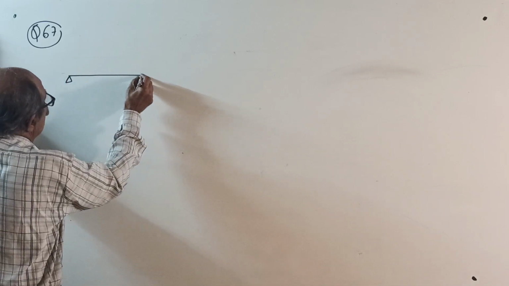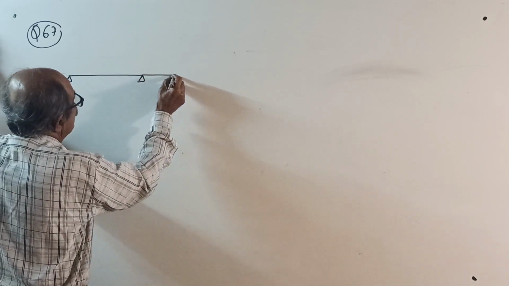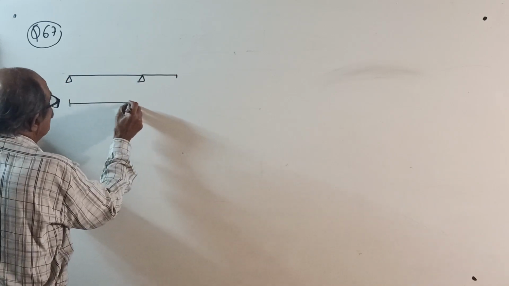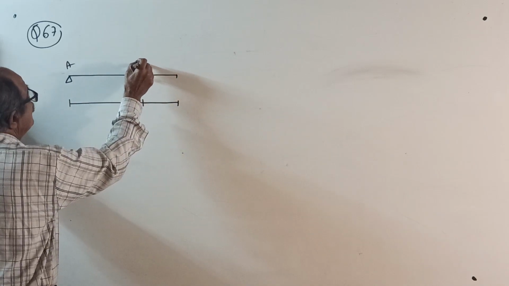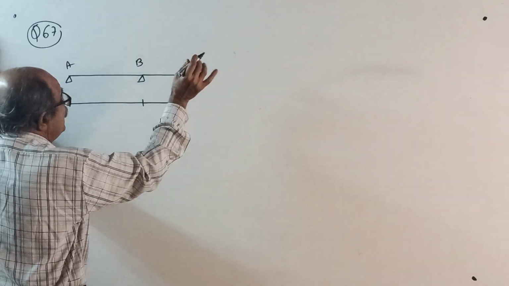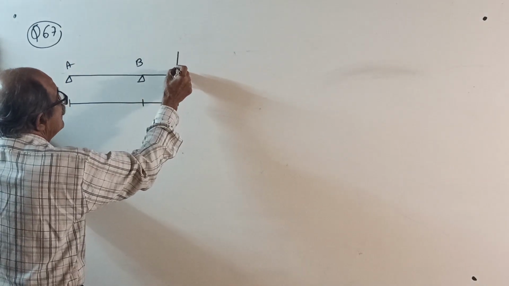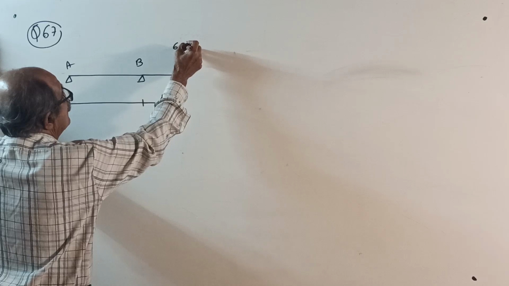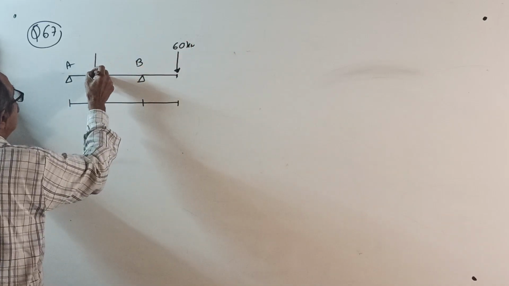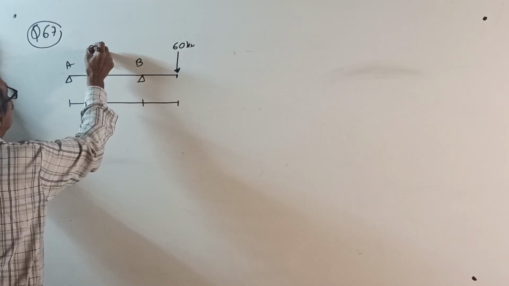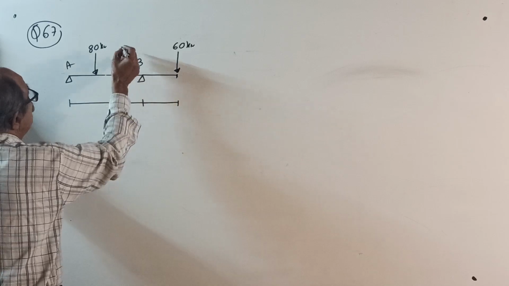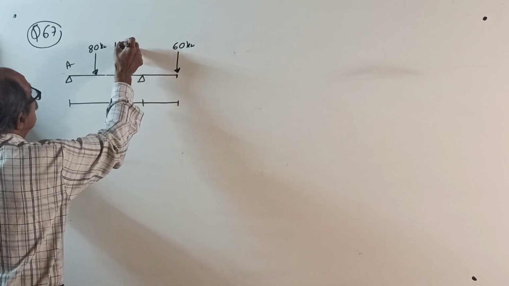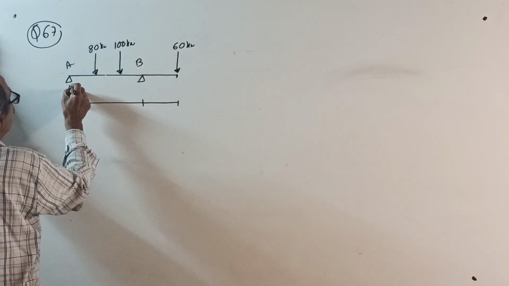See, one side overhang. Supports are AB. I always take support AB. For the free end, you write whatever name you want. 60 kilonewton, 80 kilonewton, one more load here. Actually, one load is sufficient, that will be two loads. So I can save time for a single load.